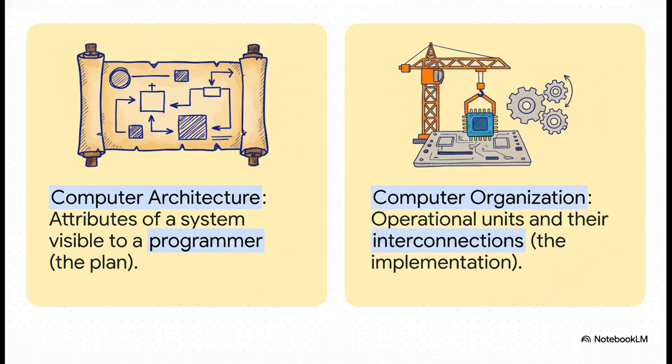Architecture is the blueprint. It's the set of rules and features that a programmer can see and use, like what instructions the computer understands. Organization, on the other hand, is how it's actually built, how all the physical parts are connected and arranged to make that blueprint a reality.